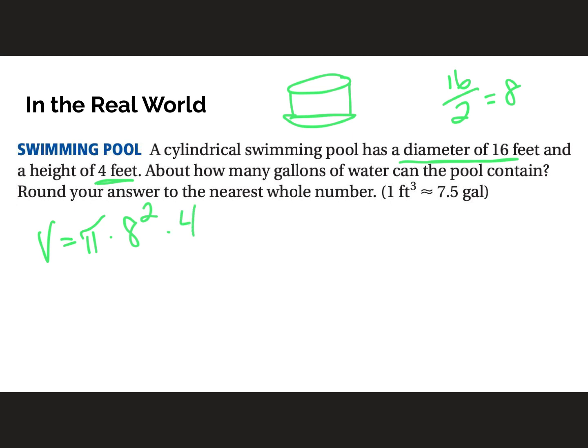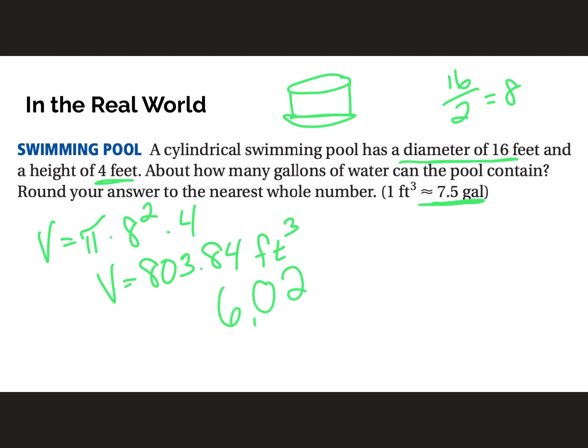So again, we're putting that into our calculator. 8 squared times 4 times 3.14 gives me a volume of 803.84 cubic feet. And remember, each cubic foot is 7.5 gallons, so now we're going to multiply that times 7.5. When we put that into our calculator, we get a total of 6,028.8 gallons to fill it. It's a lot of water to fill that pool.